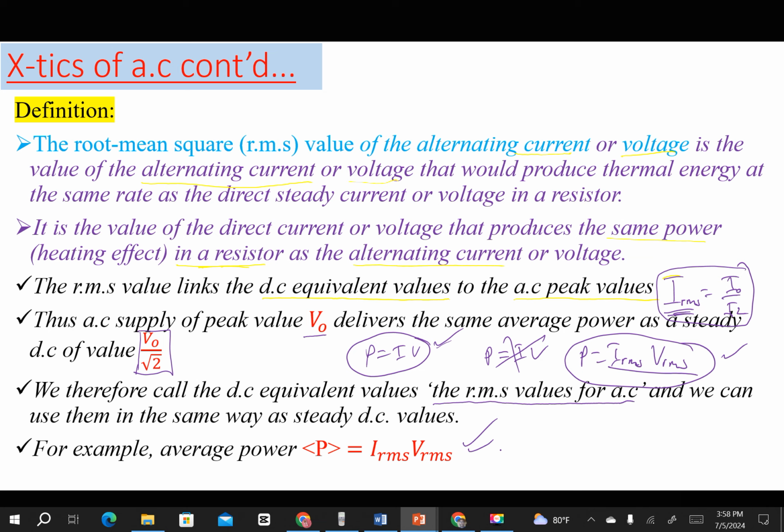Those are what we have discussed here, what we call the characteristics of alternating current. We talked about it being sinusoidal, we have talked about peak values, we have talked about root mean square values. Those are what we regard as characteristics of alternating current. Let's run through a few examples. Number 1.